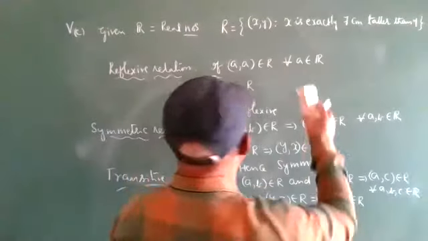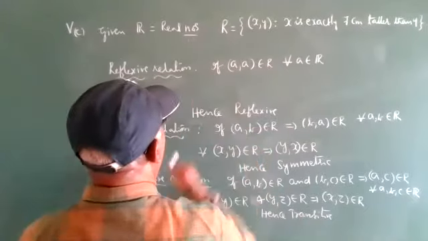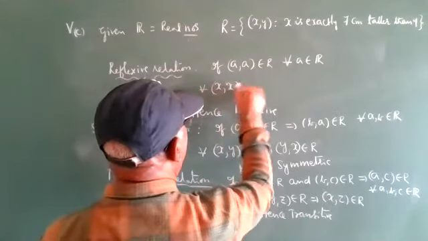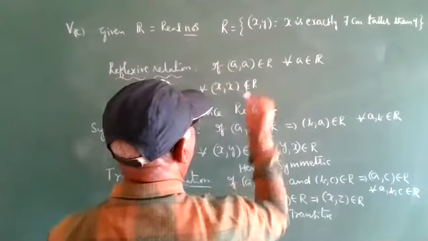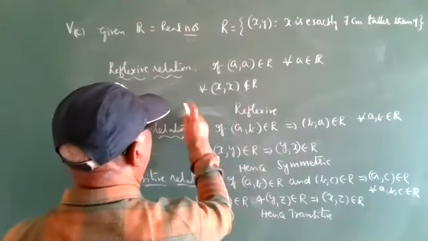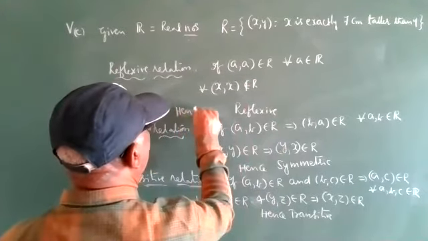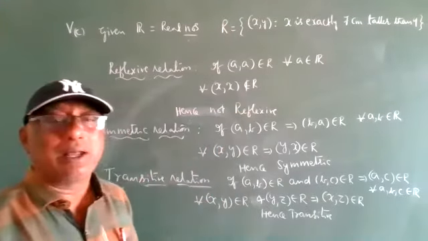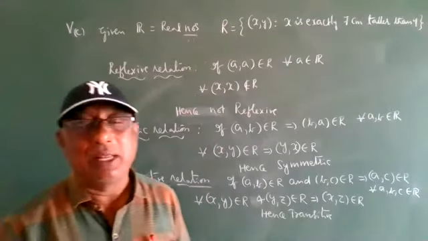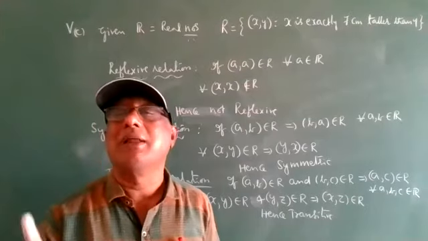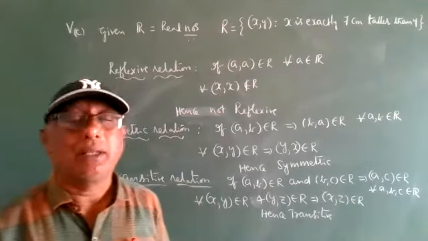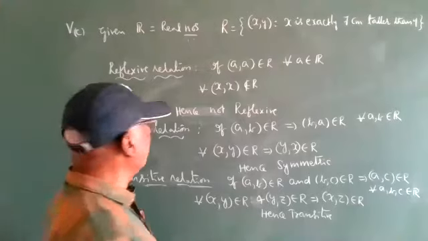Write down. First definition is over. For all x, (x, x) does not belong to R. Hence not reflexive. Every person is never taller than himself. Never taller than himself. Okay?